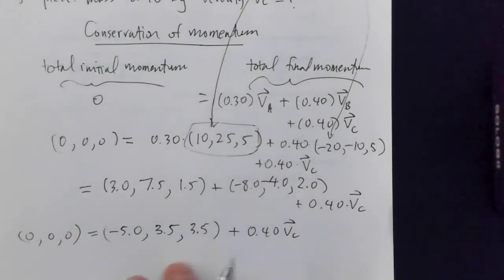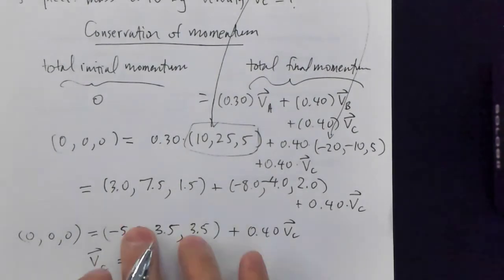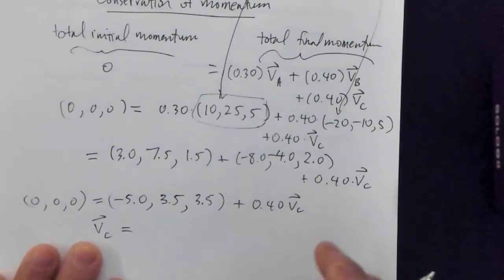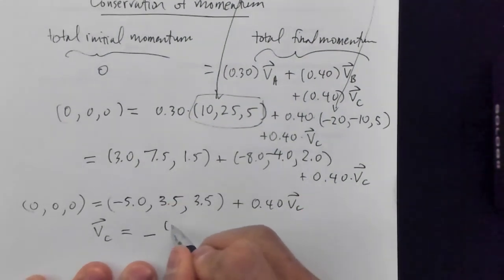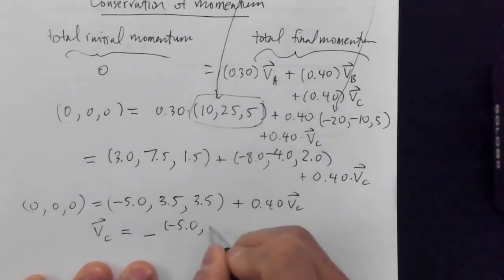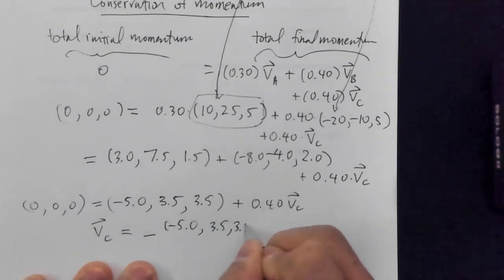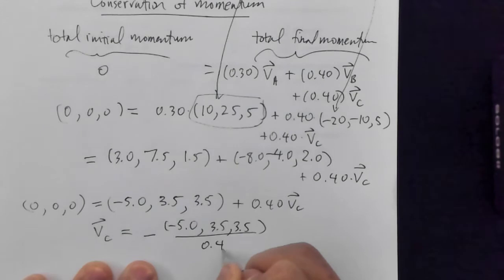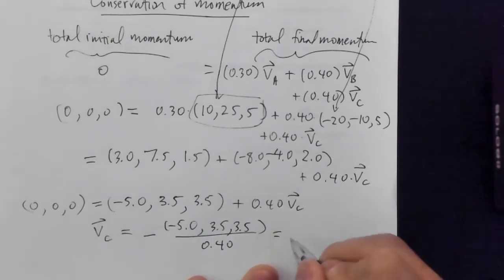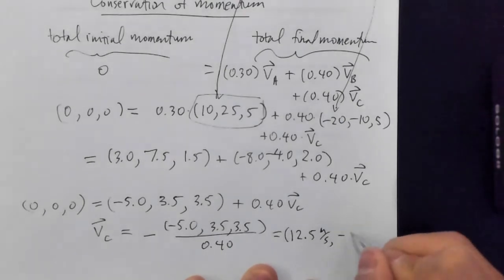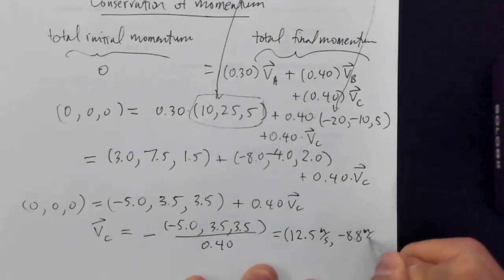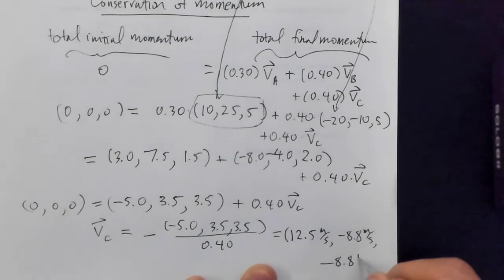So now we can solve for VC. We can say VC is equal to, bring these to the other side, so we'll flip all the signs of these things. If you want, put a minus 5 in front. Minus 5, 3.5, 3.5, divided by 0.40. And then I end up with 12.5 meters per second, and then negative 8.8 meters per second, and then another negative 8.8 meters per second.